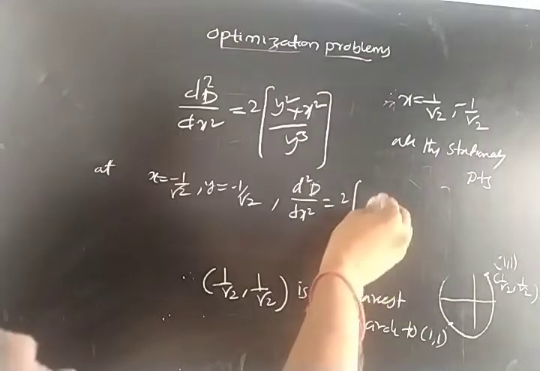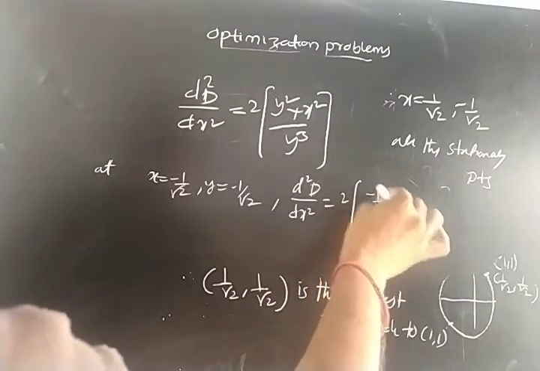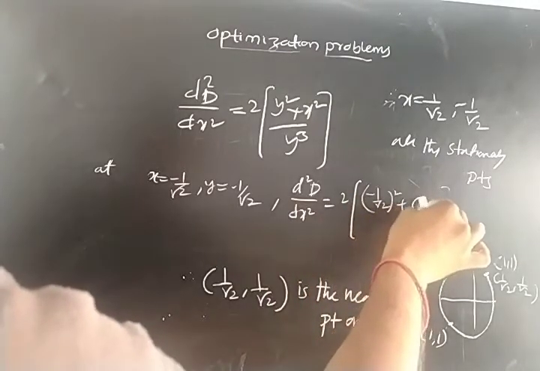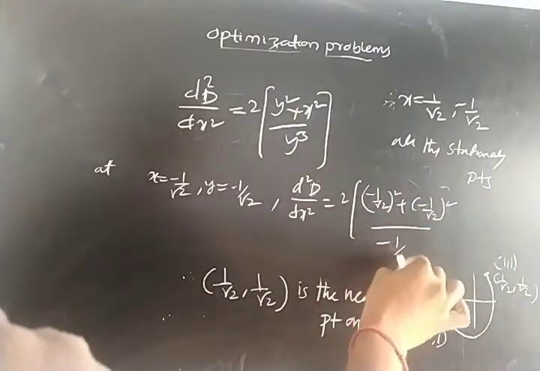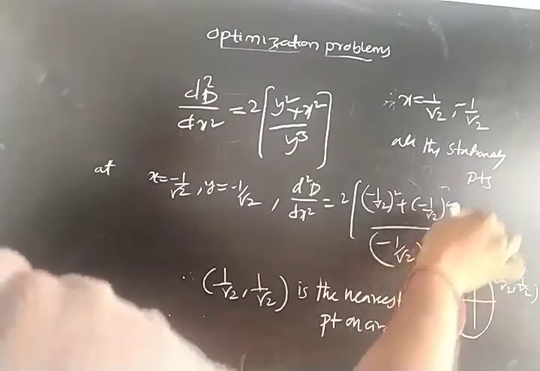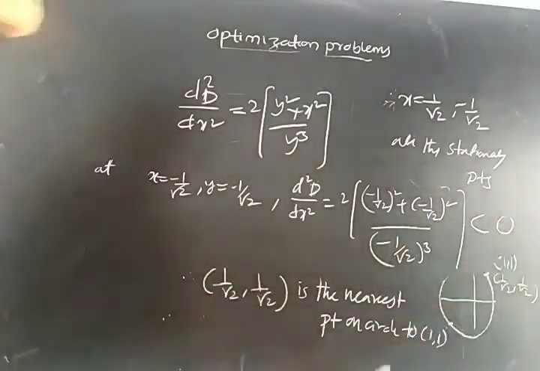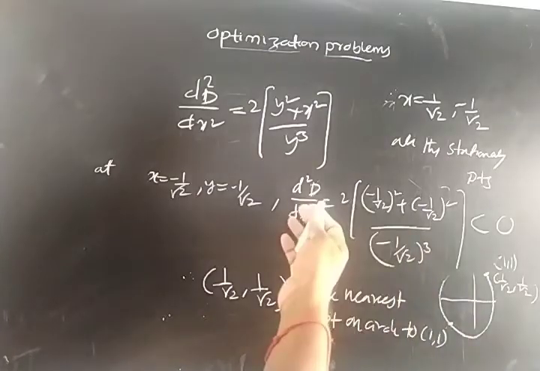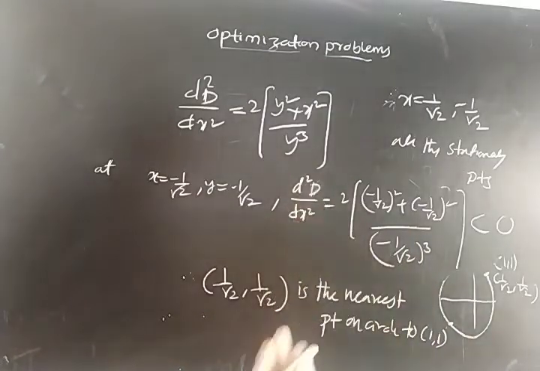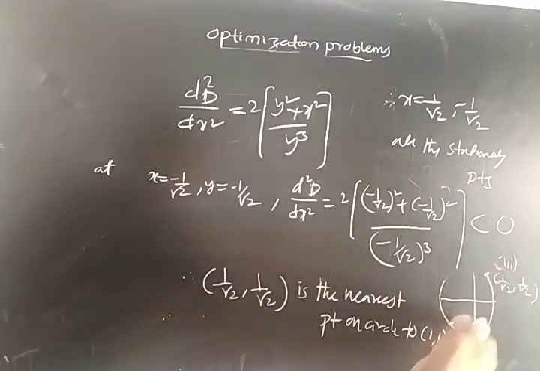2 into here minus 1 by root 2 whole square, positive, minus 1 by root 2 whole square, this is also positive, but in the denominator minus 1 by root 2 whole cube, which is negative. So totally it is negative. If it is negative, it means distance is maximum. Second derivative is less than 0 means local maximum. We will get local maximum. So distance is maximum. So from this point it is the maximum.